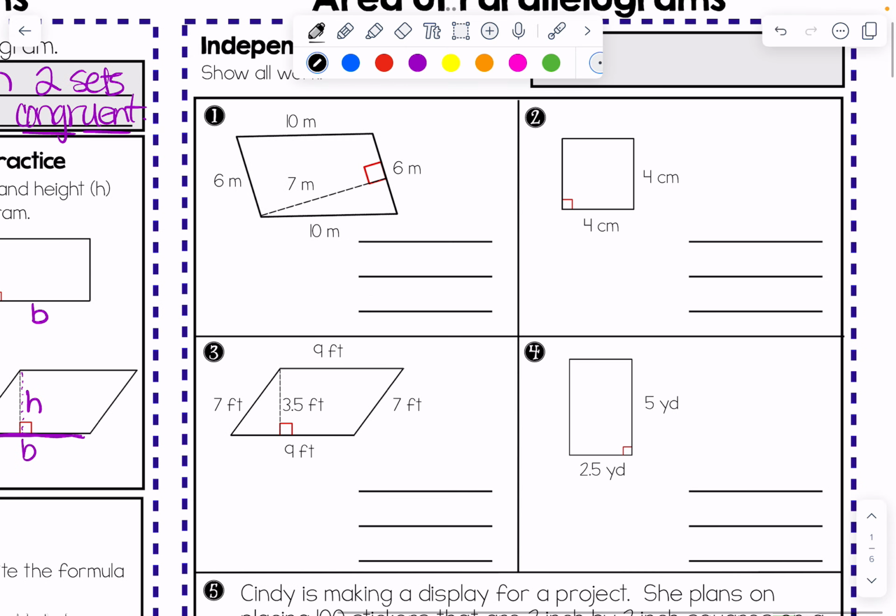All right, so I'd like you guys to go ahead and pause the video and try a couple of examples on your own, and then I'll end up working these out. So go ahead and pause the video right now.